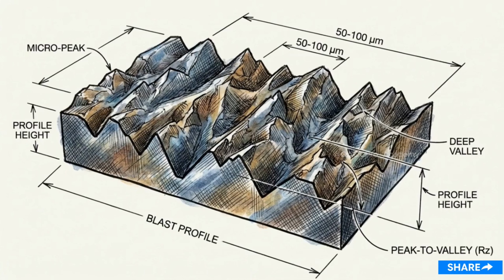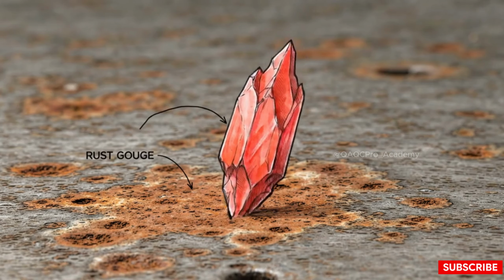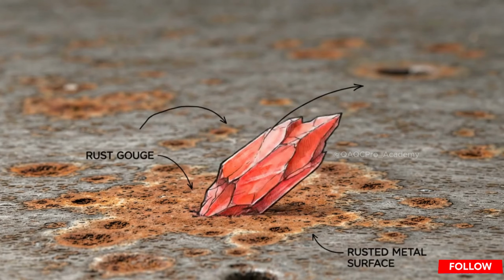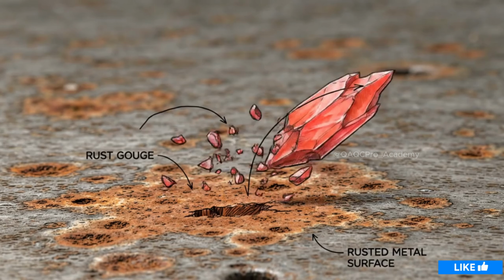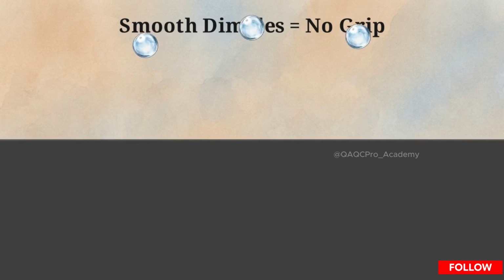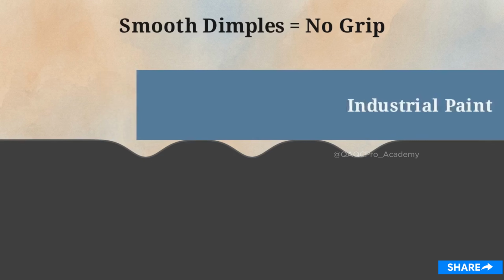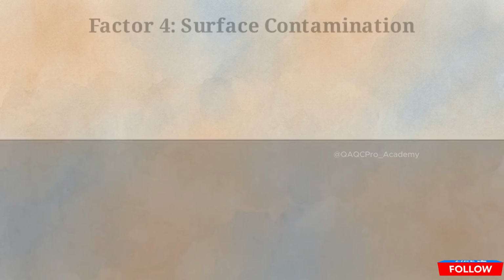Factor 3 is particle shape. The shape of the abrasive dictates the anchor pattern, or surface profile, left on the bare metal. Subangular media, like garnet, is highly aggressive. It digs in and tears away stubborn mill scale, leaving sharp, angular, microscopic peaks and valleys. Perfectly round media, like glass beads, act like tiny hammers. They create smooth dimples, providing zero mechanical grip for heavy industrial paint.